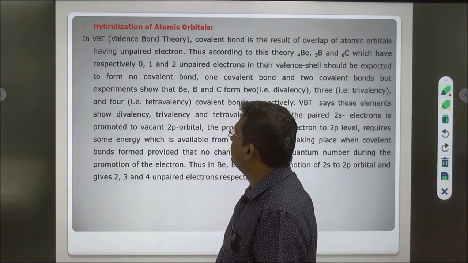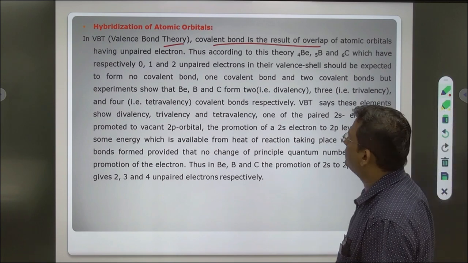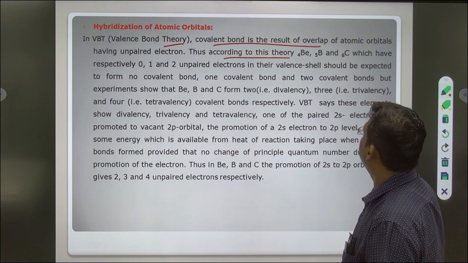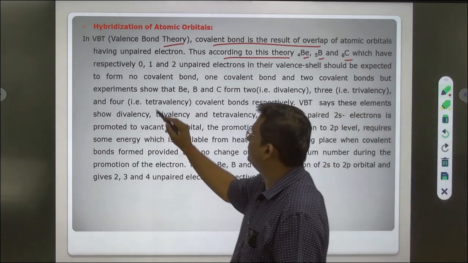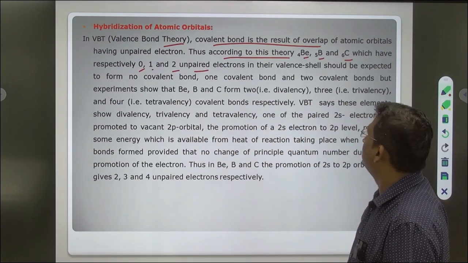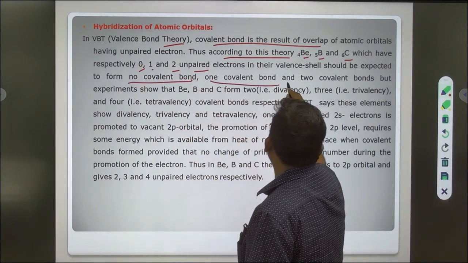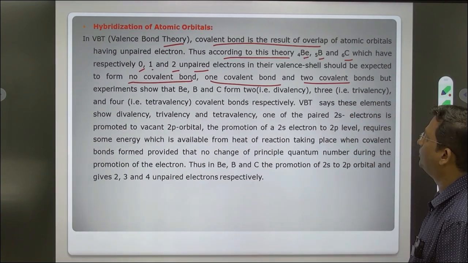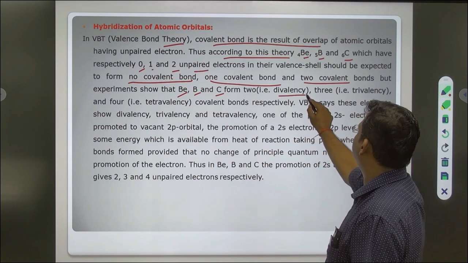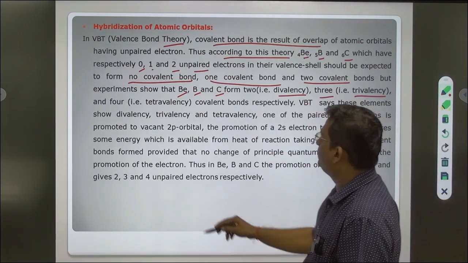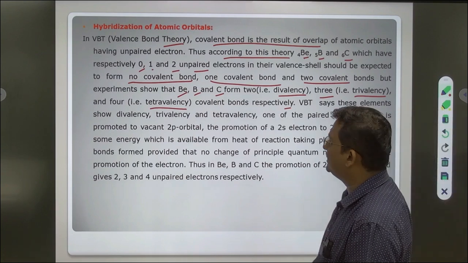Hybridization of atomic orbitals, VBT, valence bond theory. Covalent bonding results from the overlap of atomic orbitals having unpaired electrons. Thus, according to this theory, Be, B and carbon, which have respectively 0, 1, 2 unpaired electrons in their valence shell, should be expected to form no covalent bond, 1 covalent bond and 2 covalent bonds, but experimentally beryllium, boron and carbon form divalent, trivalent and tetravalent covalent bonds respectively.